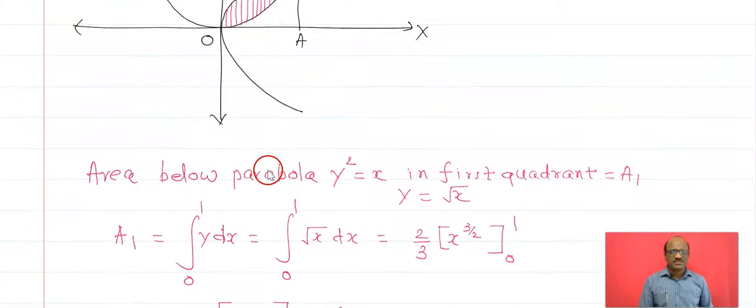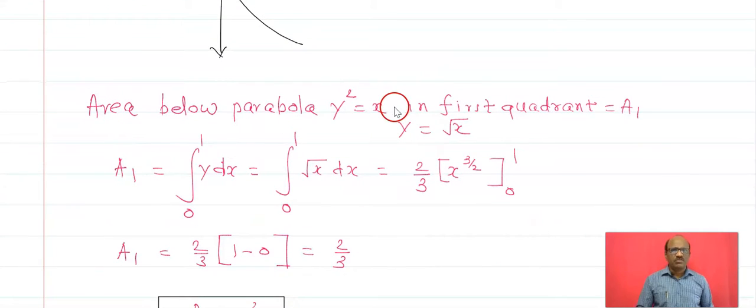Now the area below the parabola y square is equal to x in the first quadrant is A1. y is equal to root x. A1 is equal to the integral from 0 to 1 of y dx. What is the value of y? It's root x dx. And its integration is 2 by 3 x raised to 3 by 2, from 0 to 1. The upper limit is 1 and the lower limit is 0. Therefore A1 is equal to 2 by 3.